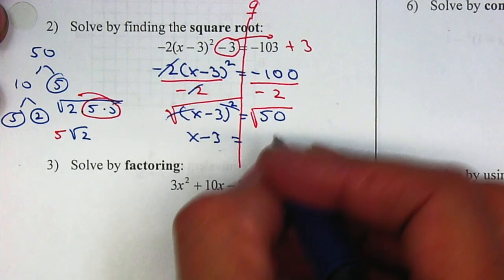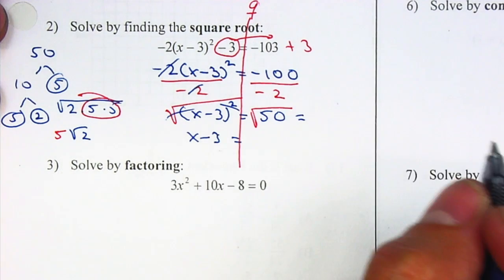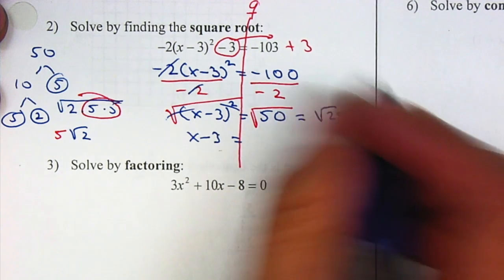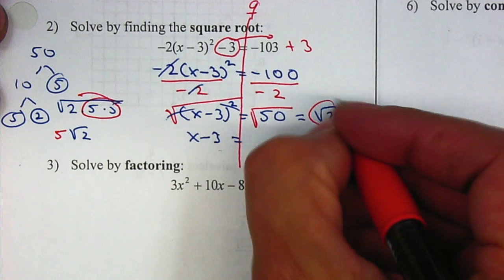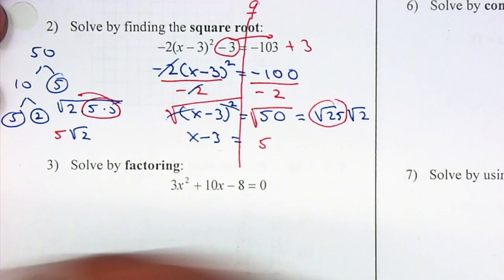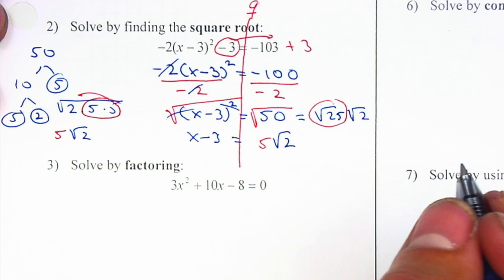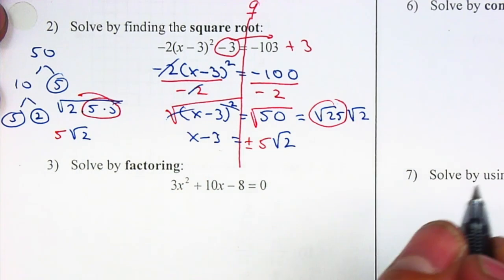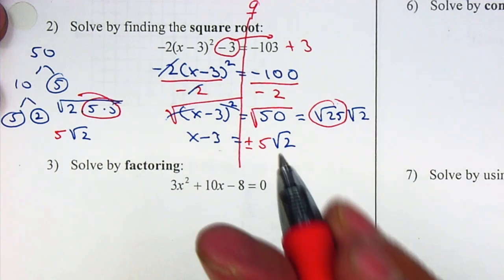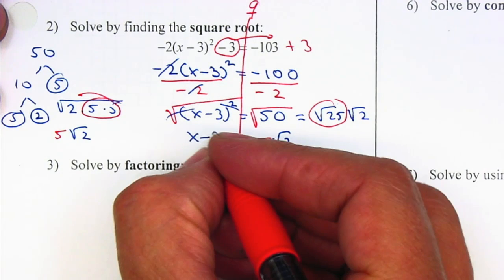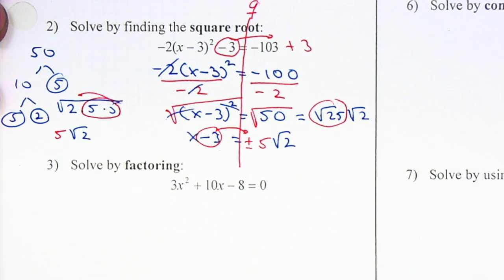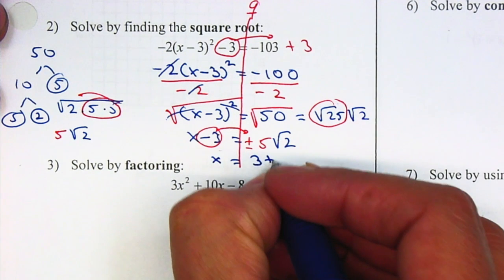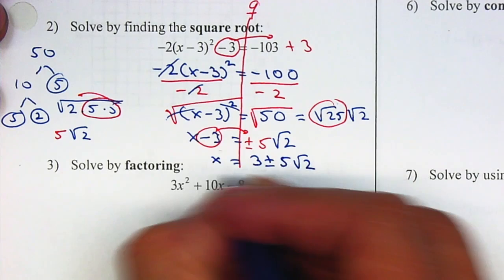Or the way I prefer to do it is, okay, what is a perfect square that divides 50? 25 times 2 gives you 50. The square root of 25 is 5, and I still have my square root of 2. And don't forget your plus or minus. Every time you take the square root on both sides, you have two answers, one positive, one negative. And the last step to leave the x by itself, I'm going to move my 3 to the right, becomes positive. x is equal to positive 3 plus or minus 5 times the square root of 2.